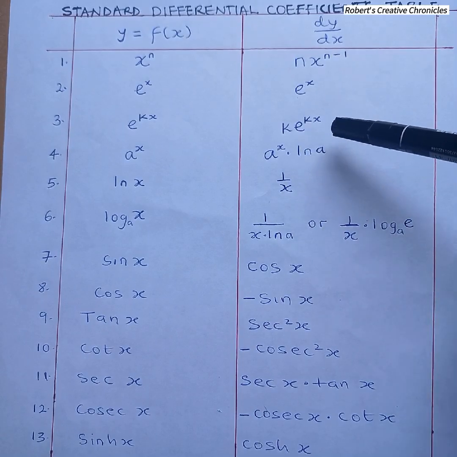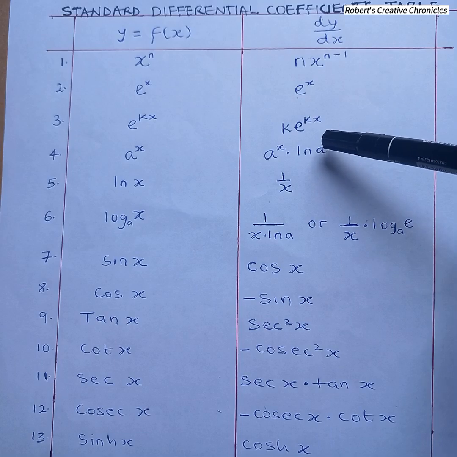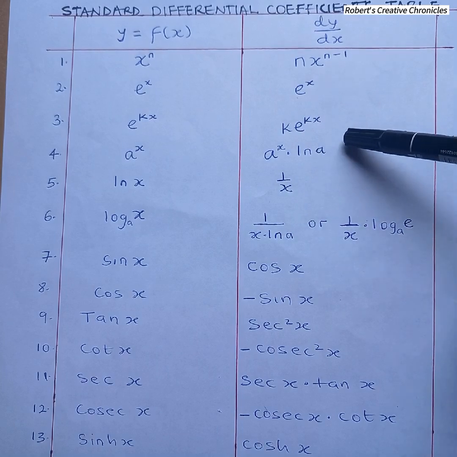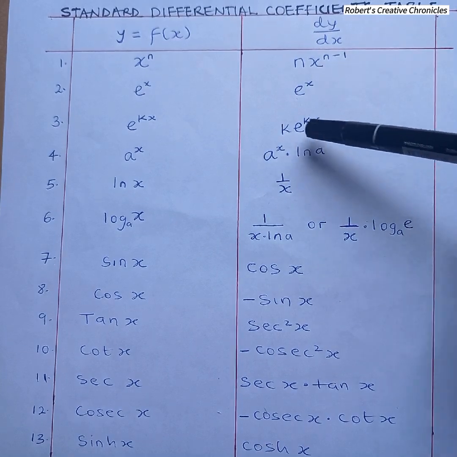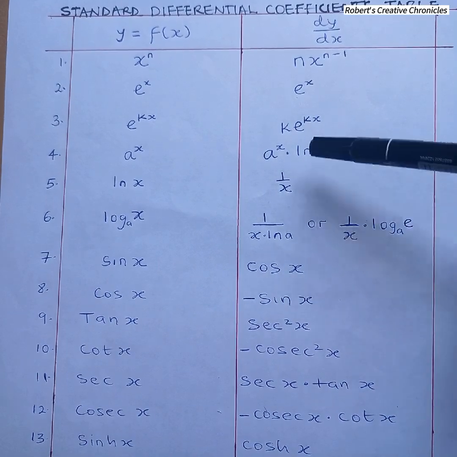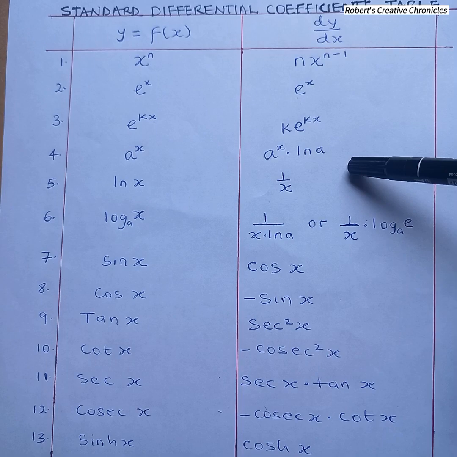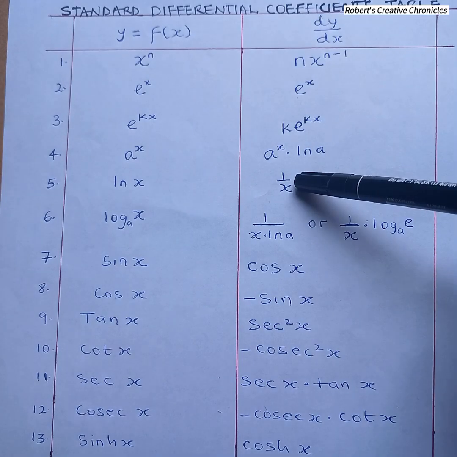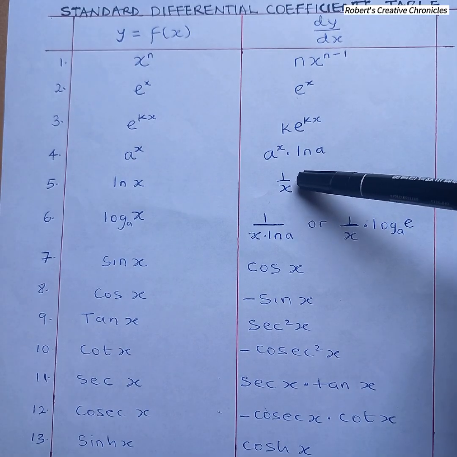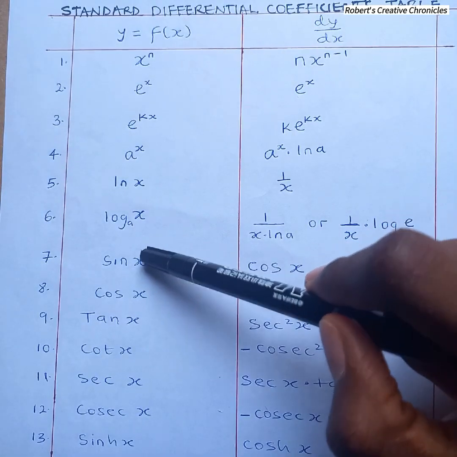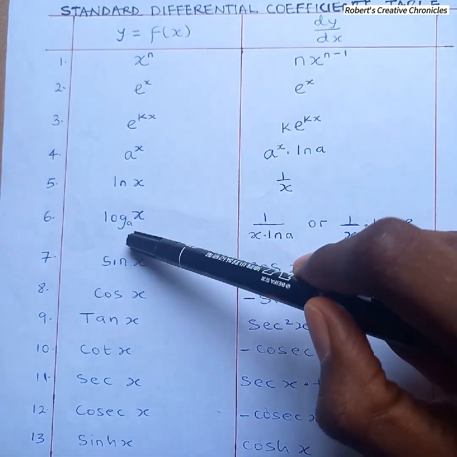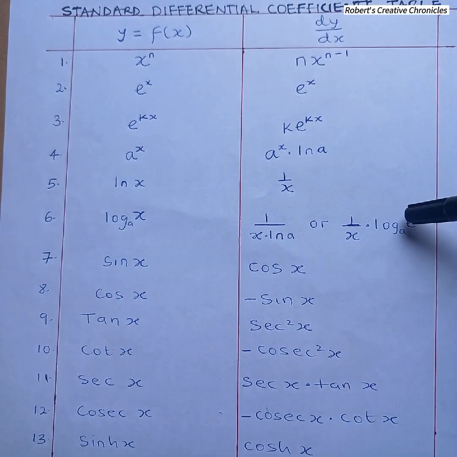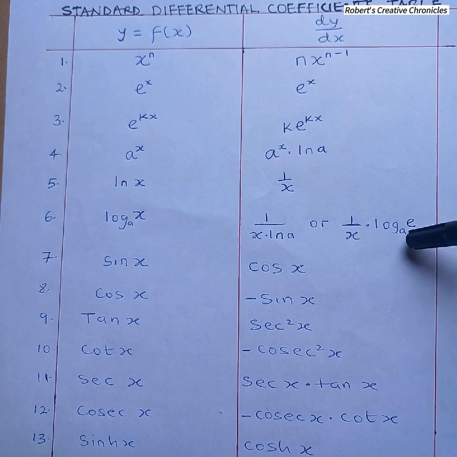This ln is the natural logarithm, which is the logarithm with base e. Yes, it is like log with base e. That's the ln. So the derivative of ln x is 1 over x. And then the derivative of log x base a is 1 over x ln a, or 1 over x multiplied by log e base a.